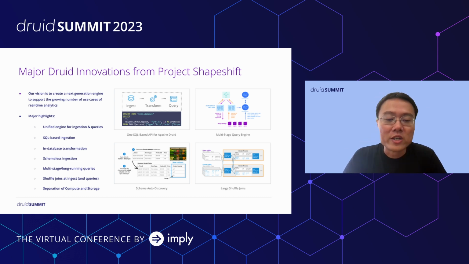Furthermore, the new engine allows for the separation of compute and storage as well. So today, you no longer need to load all of your data locally within Druid. You can also query data that's stored separately in a different file system, such as S3.